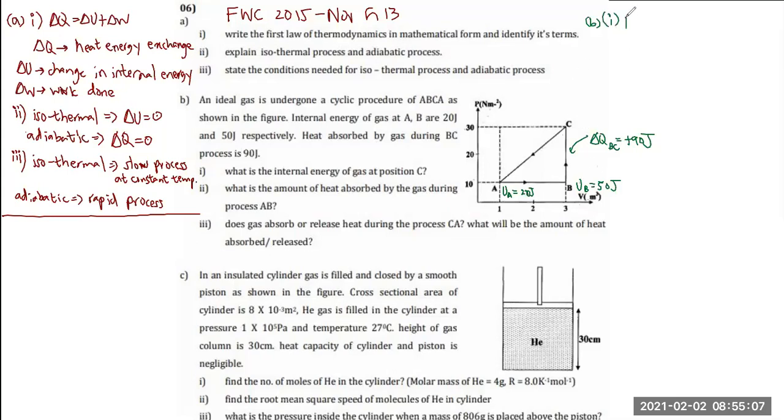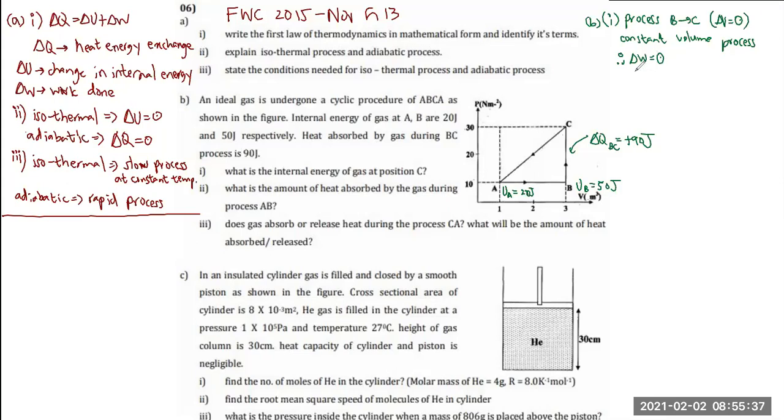If you take process BC, it happens at constant volume. So for process BC, you can say delta V is zero. If the change in volume is zero, then we can say delta W is equal to zero.